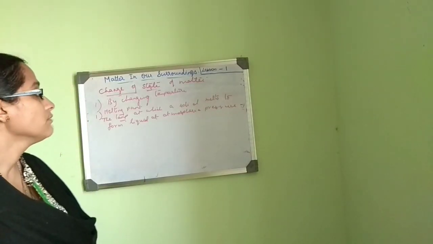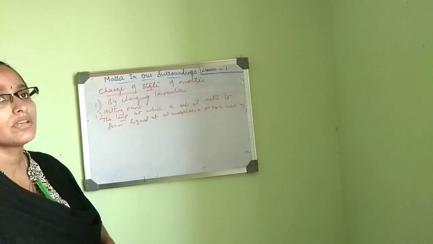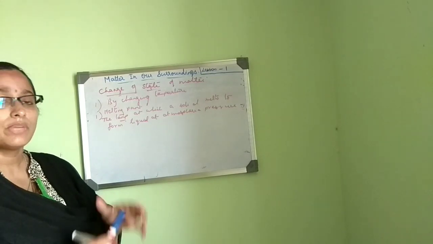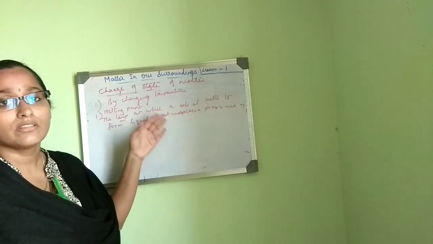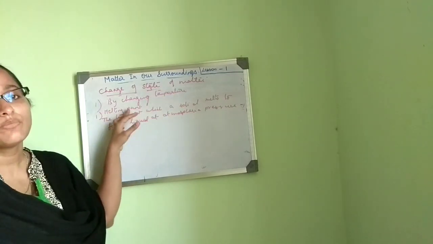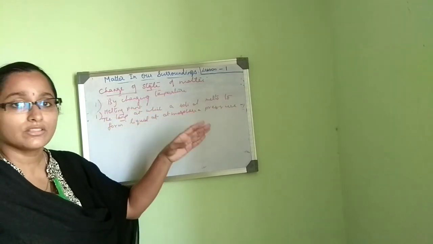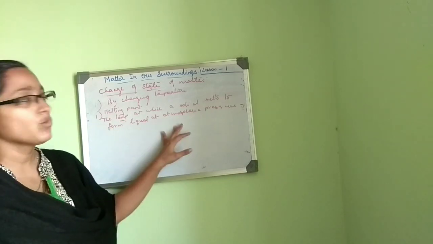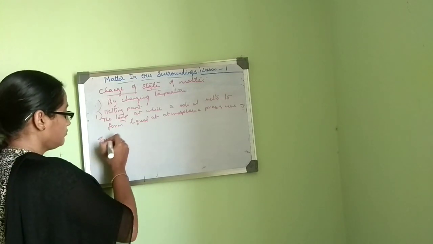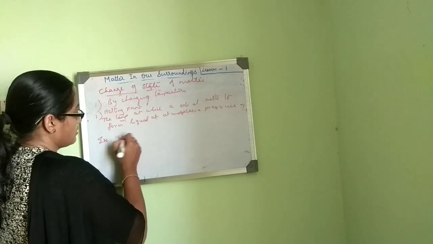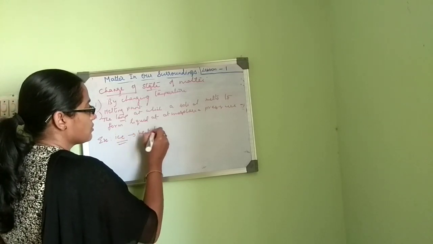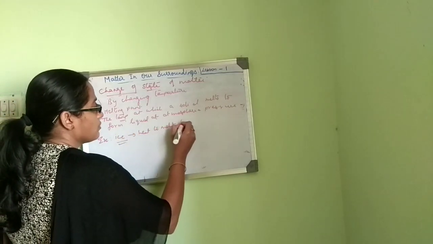So we have started with the two different types of change of state of matter in detail, that is, by changing the temperature and by changing the pressure. And by changing the temperature, the first point is melting point. Melting point is the temperature at which a solid melts to form liquid at atmospheric pressure. So now we will take an example. You have an ice. So you need to heat it to melt, to form liquid.